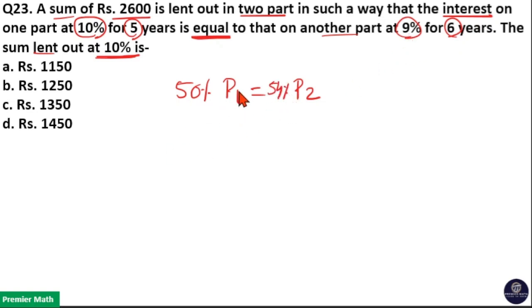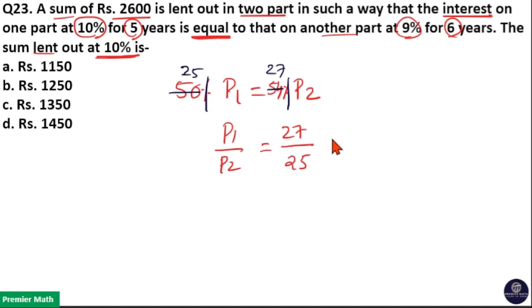Now 50% of principal 1 is equal to 54% of principal 2. If I cancel percentage and percentage, and divide by 2, 2 goes 25 times in 50 and 2 goes 27 times in 54. Now principal 1 by principal 2 is equal to 27 by 25. If I add these two parts, 27 plus 25 is equal to 52 parts. This 52 parts is equal to the total sum 2600.